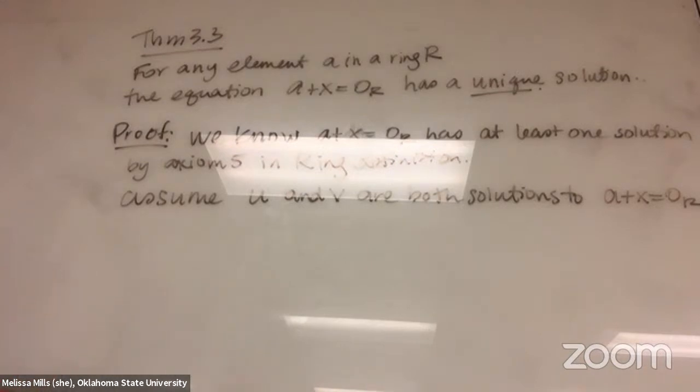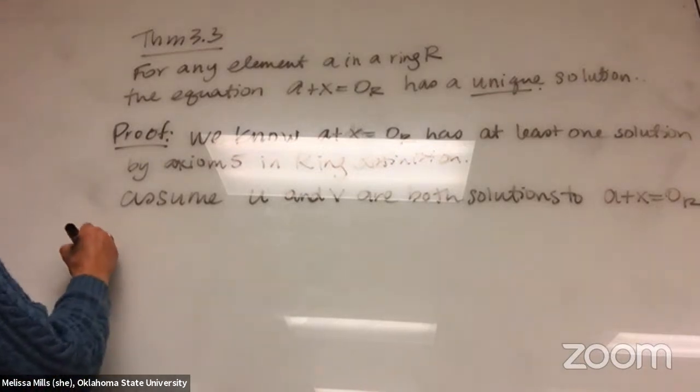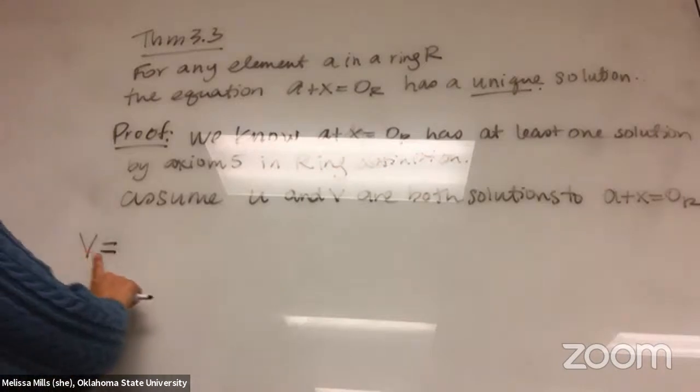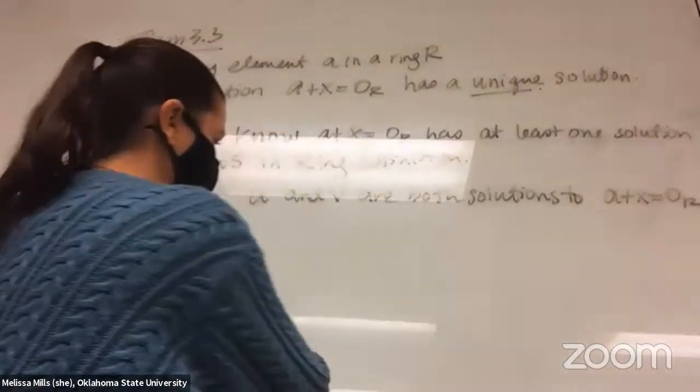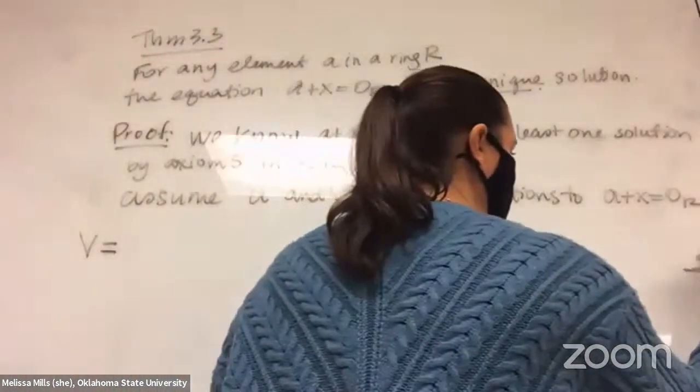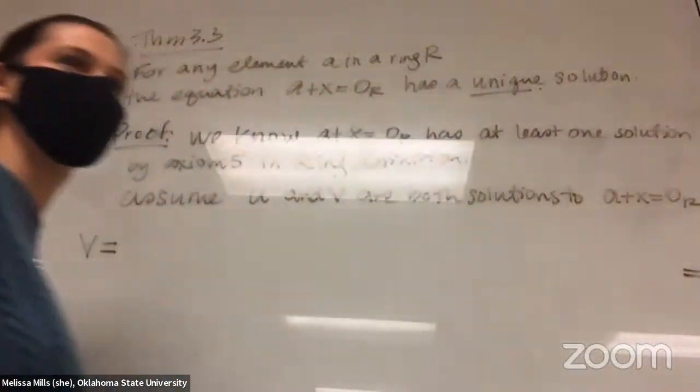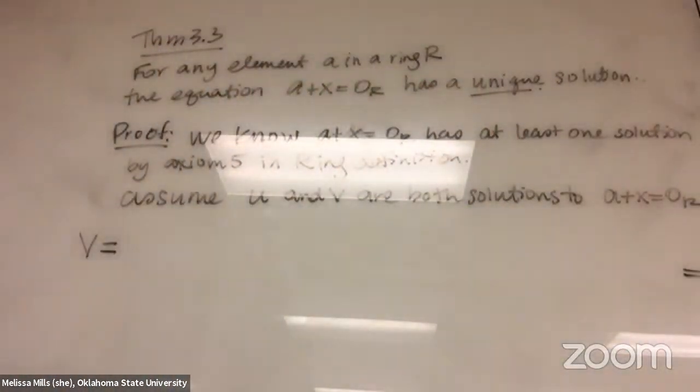Well, let's start with V. And then we're going to make a string of algebraic things here, and then we're going to get equals U. That's where we want to go. And we have to use the ring properties that we have, right? Well, what could we say about V? What is V equal to? Definitely we know from the ring properties.